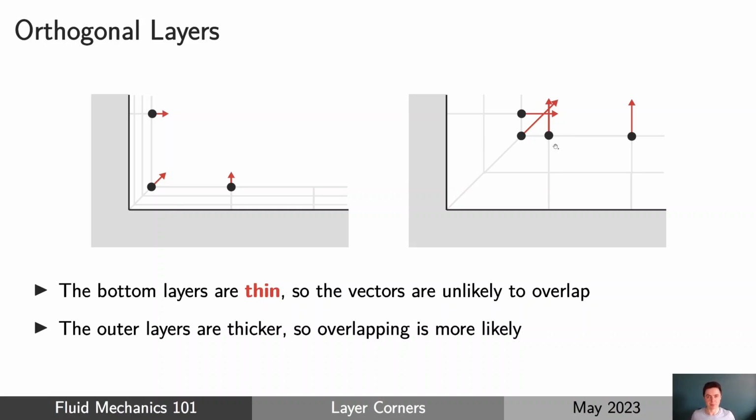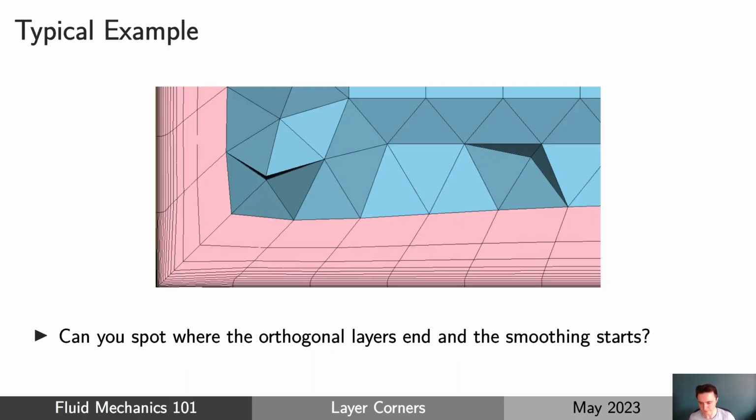When we move that big distance in the direction of the normal vectors, we're more likely for our node vectors to overlap. And this is exactly why we're able to use this mixed approach of orthogonal layers close to the wall and then smoothing and moving the node vectors further away from the wall to give us the best of both worlds. Now, here's just a quick example from a typical mesh of a 90-degree corner which I created, and I'd encourage you to do the same as well.